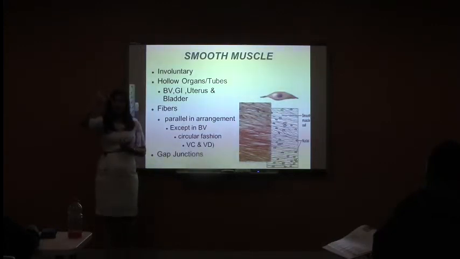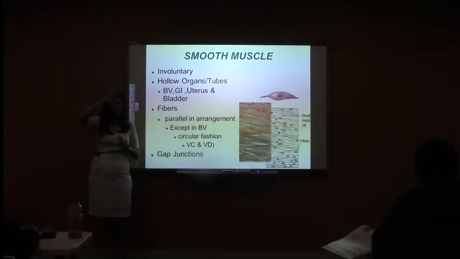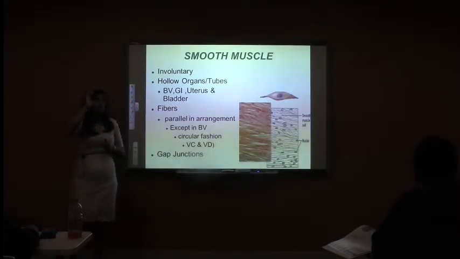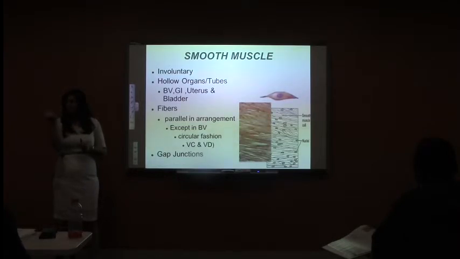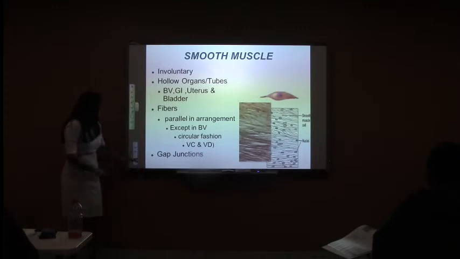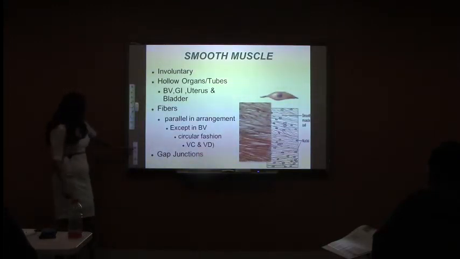Why are they circular? Because when the fibers relax, the diameter gets bigger. Vasodilation. When the muscle contracts, it causes the diameter to get smaller, therefore it's vasoconstriction. This is how you tend to alter the lumen of the vessel, if it gets big or small. It contains gap junctions. This is how stuff is able to go from one cell to the next.